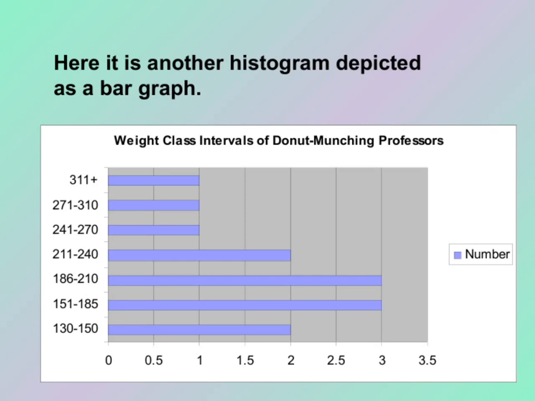Here it is, another histogram depicted as a bar graph. As you can see, this visual representation helps us understand the distribution of our data more clearly. The height of each bar indicates the frequency or count of data points within a specific range or category. This makes it easier to spot patterns, trends, or outliers that might not be obvious from raw numbers alone.